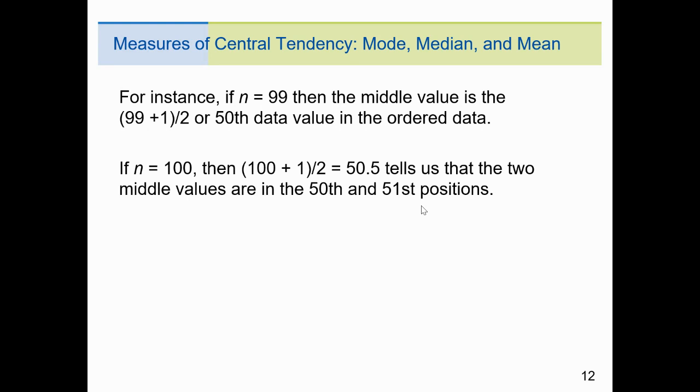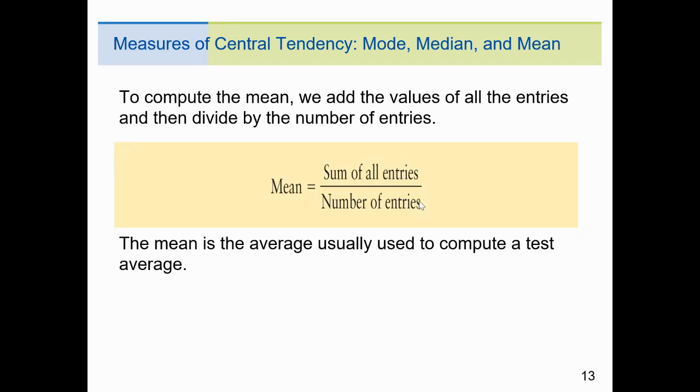If you had 100 numbers, take 100 plus 1 divided by 2. You get 50.5, and that tells me that there are two middle numbers, one in the 50th and the other in the 51st position. You take those two numbers and average them out, and that would be your median.